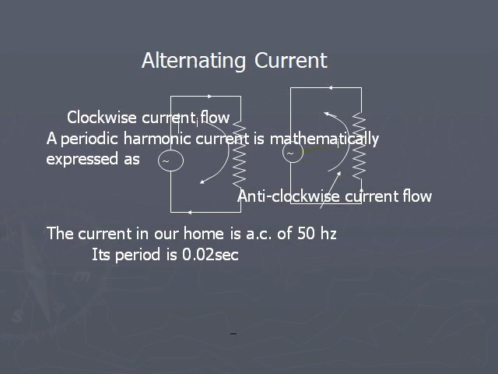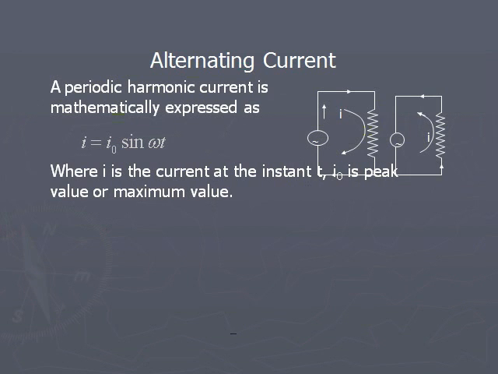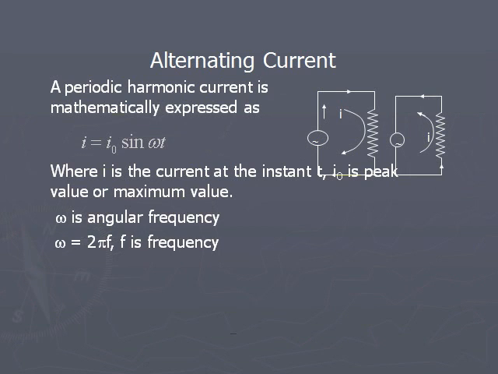So a periodic harmonic current can be represented by the relation I is equal to I0 sin omega t, where I is the instantaneous current, the current at the time t, and I0 is the peak value or the maximum value of current. I is equal to I0 sin omega t. This is the relation that is used to represent the sinusoidal alternating current.